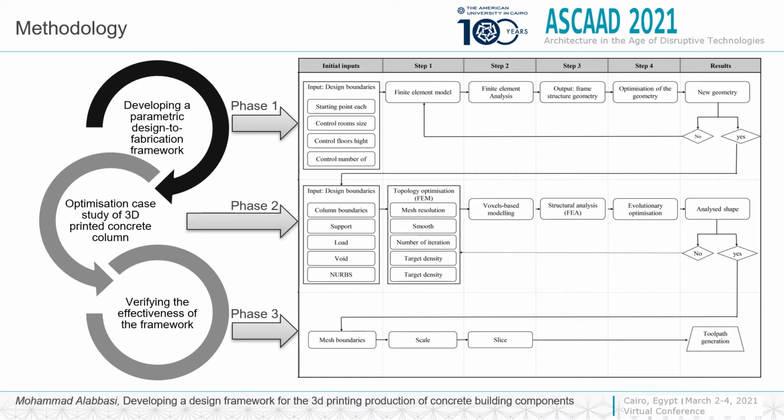The first phase was to develop a parametric frame structure of a typical Saudi villa. The second phase was topology optimization of a concrete column. The data for the column was extracted from the first model, from the parametric model of the frame structure. So the last phase will be verifying the effectiveness of the framework.